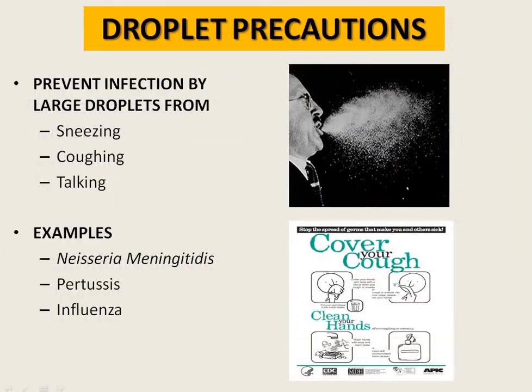This can be decreased. So, preventing infection by large droplet forms by sneezing, coughing, talking. The examples are Neisseria meningitidis. Then we have pertussis, we have influenza. So, cover your face, simple way, cover with your hands, cover with your napkins, and we can decrease the infection to the other person. So, having good cough etiquette will decrease the infection to a higher level than just having the infection.